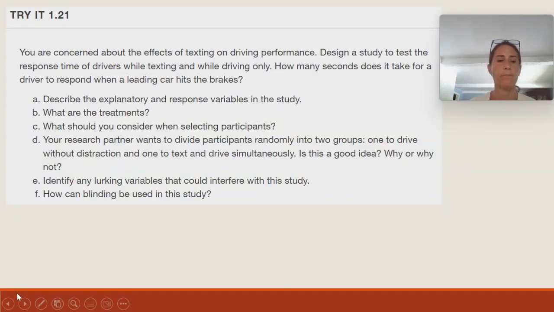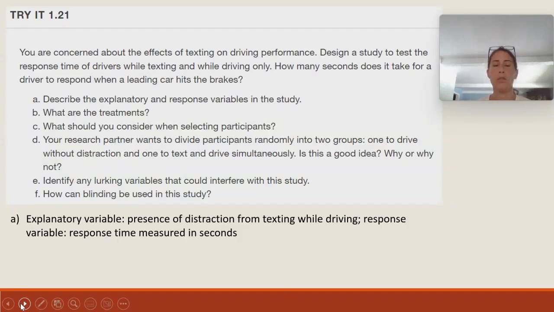Why or why not? Identify any lurking variables that could interfere with the study, and how can blinding be used in this study? So the explanatory variable is the presence of distraction from texting while driving, and the response variable is the response time measured in seconds. So we want to know if texting affects response time when you're driving.